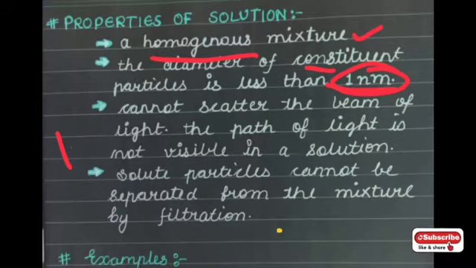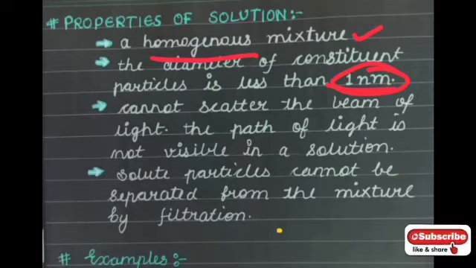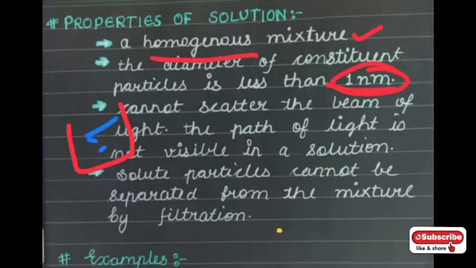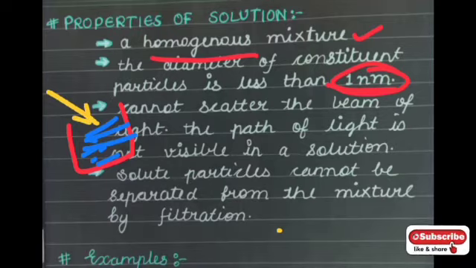That is an obvious property that you can identify: if the particles are very small, then suppose we have a solution and we pass a beam of light through it, the light will simply pass through; it is not going to be scattered.